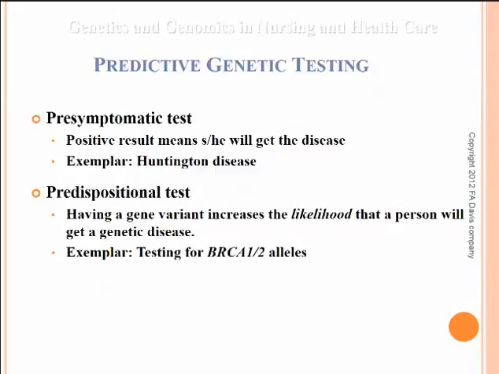Predictive genetic testing is kind of broken up into two different categories. One is a pre-symptomatic test. So a positive result means that he or she will actually develop the disease. An exemplar of this is Huntington's disease. A predispositional test is when you have the gene variant that will increase the likelihood that a person will get the genetic disease. Such an example of this would be the BRCA1 and 2 alleles of breast cancer.